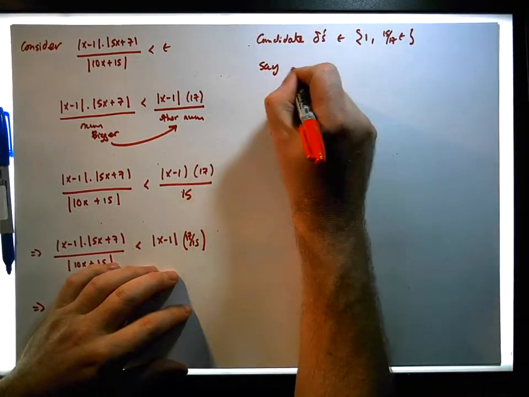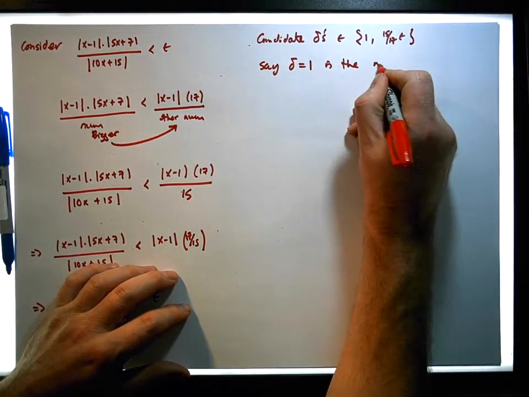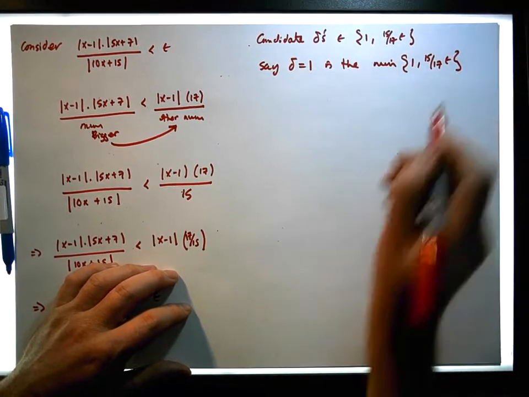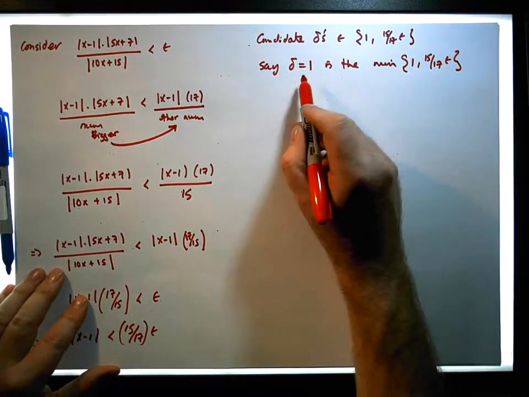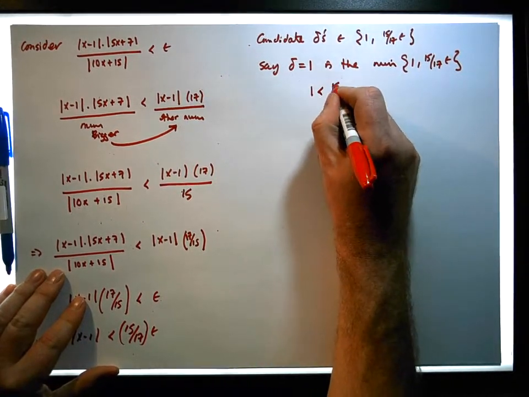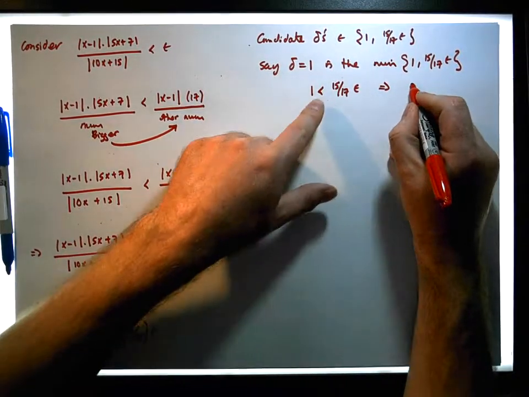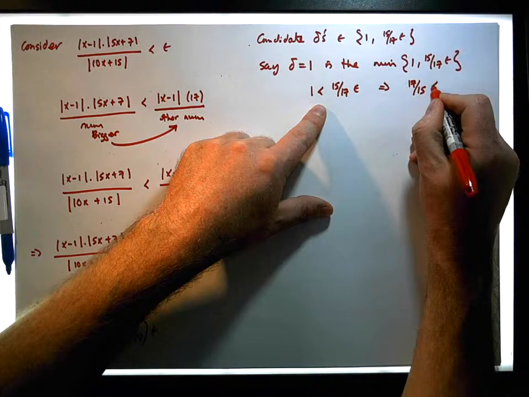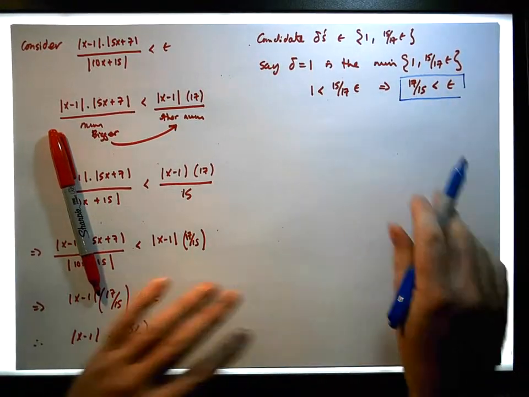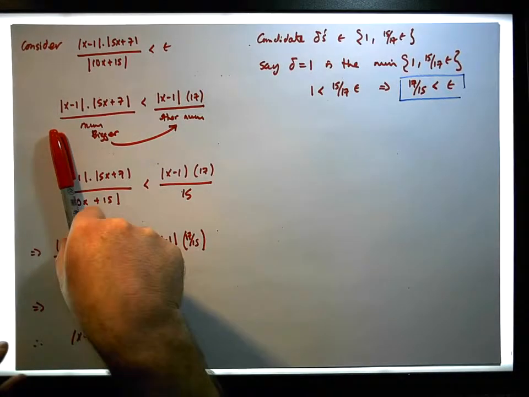Let's say that delta equals the min of 1 and 15/17 times epsilon. So what does that tell us? Well, that tells us the relationship now between 1 and 15/17 epsilon. So now we know that 1 is less than or equal to 15/17 times epsilon, and that implies, doesn't it, that 17/15 must be less than epsilon. So keep this in mind. Now we know this particular fact from the choice of the min between them. So now we can start our proof.